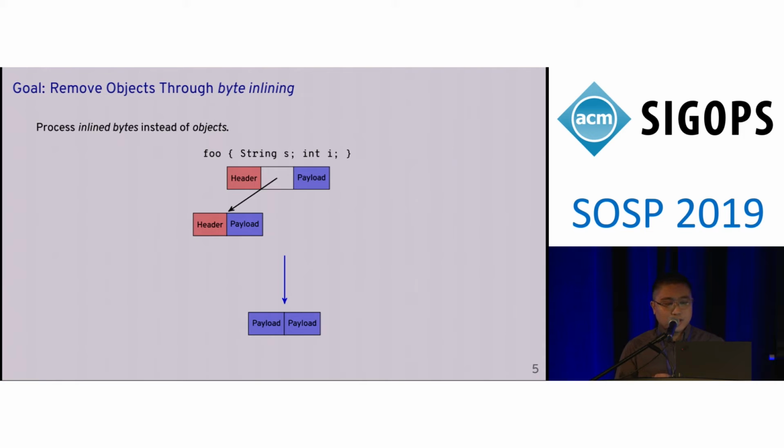Byte inlining is the process of removing these headers, removing these references, and taking both of the payloads and inlining them in some buffer. In this way, we save memory overhead, since we don't need to keep these references and headers. We also don't need to deal with serialization. There's no transferring between these two representations. We just process the native bytes.